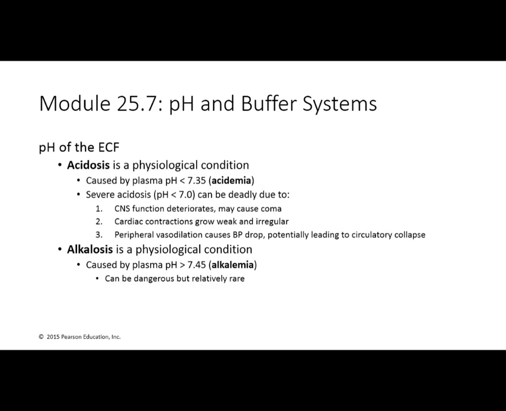Alkalosis would be a pH above 7.45. Again, we get alkalemia or alkalosis of the blood, and this also can be very dangerous, but nowhere near as common, right? Because what's the body always making? Acids. It's very unlikely that your blood pH would rise. It can happen, and I won't get into that too much, but it's mostly the issue of acidosis. That's going to be 99.9% of the time you're dealing with the pH dropping.